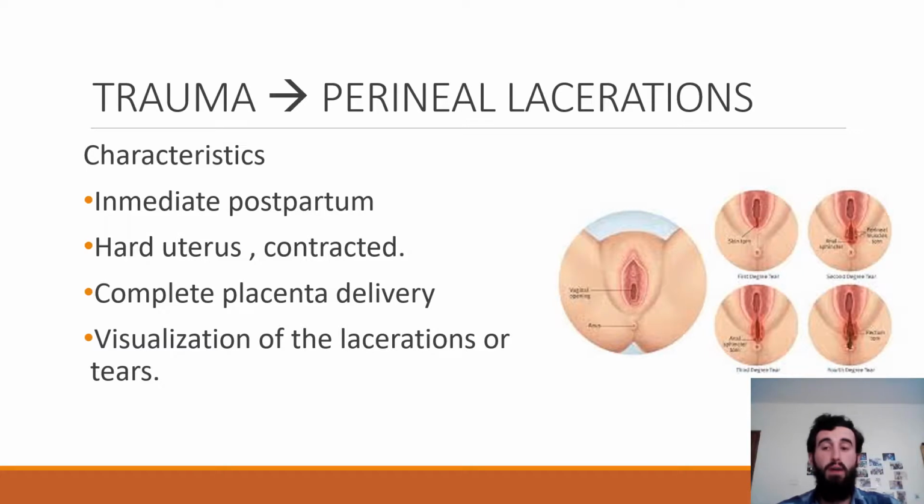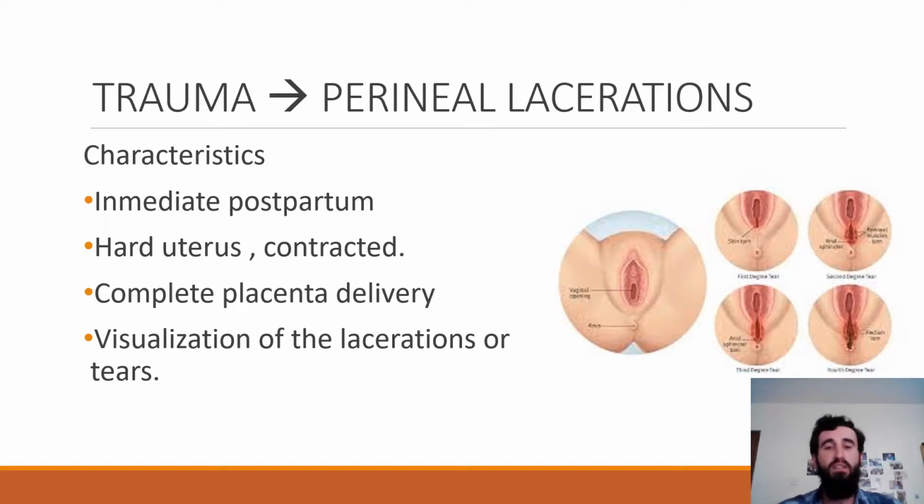We are going to see now the second T. You remember? Tone, trauma, tissue, thrombin. So now we have seen tone and we're going to see trauma. So for the trauma, we have 2 main causes. One very common, that is the perineal laceration, and the other cause is the uterine rupture. That is not very common, but very dangerous.